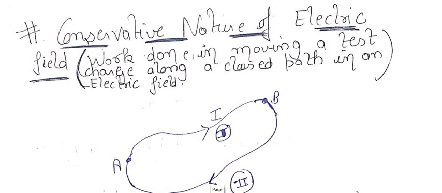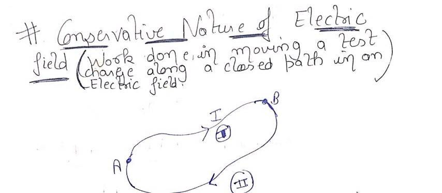Okay, now you will see work done in moving a test charge along a closed path in the electric field. Okay, so I will take this closed path. That means if we move from A to B, we follow the first path, and when we come back from B to A, we follow the second path. So you have to find the work done to move from A to B and again back to A point.